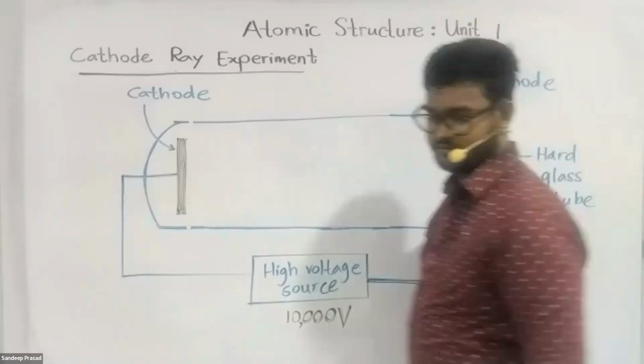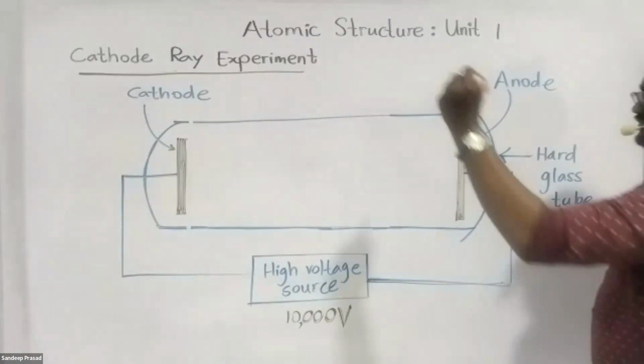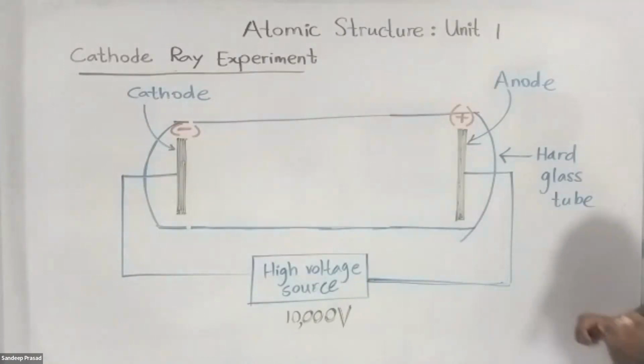Can anyone tell me, what is the charge of the cathode? Negative, yeah, correct. Negative, very good. Then the anode is positively charged. If the cathode is negatively charged, definitely the anode should be positively charged. No doubt about it, right?